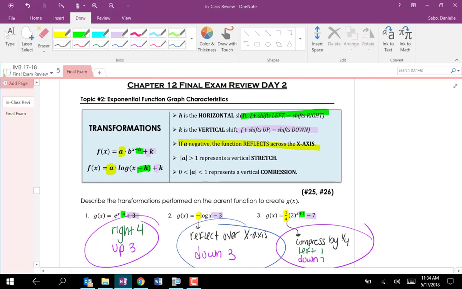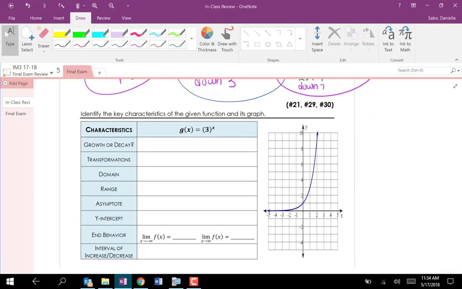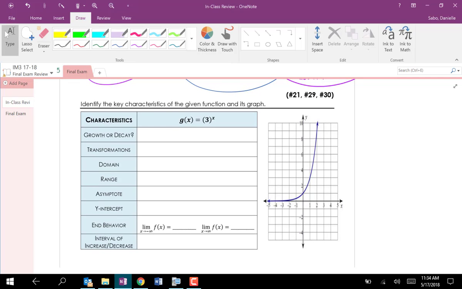So that one's pretty straightforward. That means, again, there are 2 questions on your final, 25 and 26, that apply to transformations. So make sure you know them. All right here. There are 3 questions about graphs. On all of the graphing questions, I gave you the graph on the test.